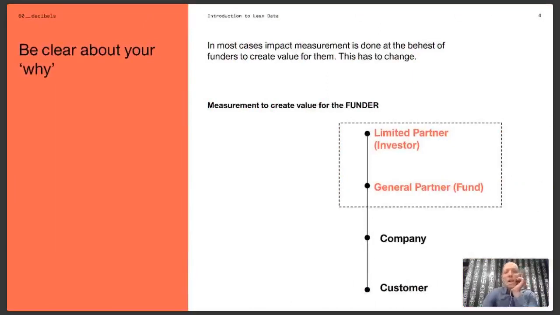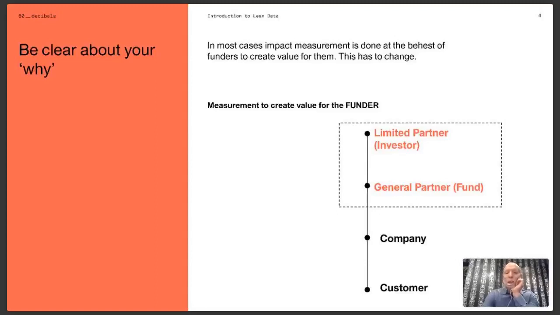Second is a piece of context that I think is important framing for a lot of what we'll talk about here, which is to understand why you are measuring. One of the things that we have observed is more often than not measurement, and this applies in impact investing, but it also applies, I would say, very strongly in international development, in aid and philanthropy, is that the why of impact measurement tends to be about value creation and accountability between the limited partner, the investor, the person who puts up the money, and the general partner or the NGO, the investor, the person who runs the fund.